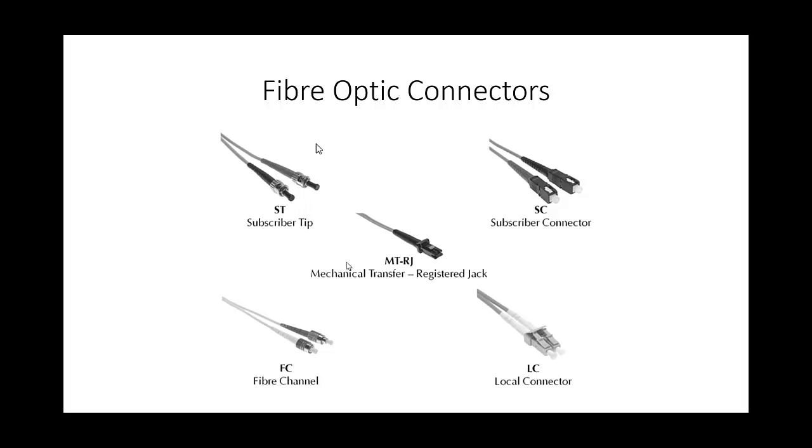Both the subscriber connector, or SC, and the lucent connector, LC, interfaces have latches which hold the connector firmly in place. The LC is effectively a smaller version of the SC. The mechanical transfer registered jack, or MT-RJ, as you see in the middle, is a small form factor connector which takes a single cable holding two fibres. Note that the connectors are used with a twisted pair of cables, one to transmit and the other to receive. Now, it's not necessary to have the same type of connector at both ends of the cable.